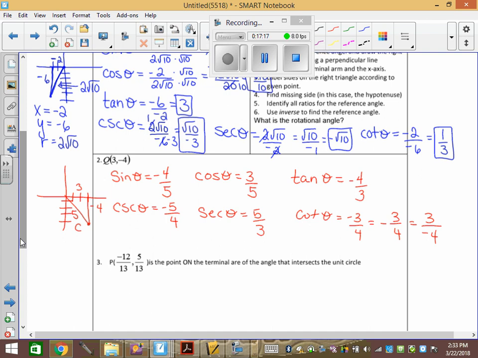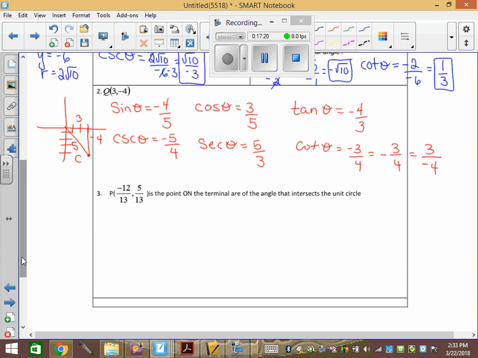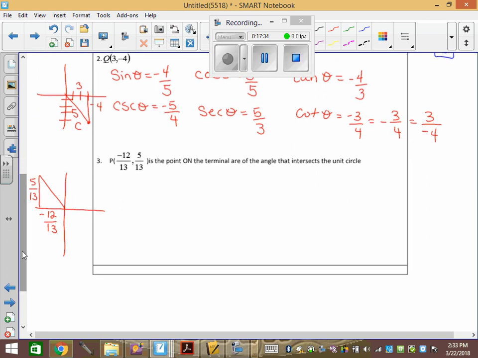Now, negative 12 over 13 and 5 over 13. If we do Pythagorean theorem to get our r, we know we have a negative x and a positive y, so we know we're over here. We know it's negative 12 over 13 for x, and we know it's 5 over 13 for y. So it's going to be r squared equals 5 over 13 squared plus negative 12 over 13 squared. R squared equals 25 over 169 plus 144 over 169, which is 169 over 169, which is 1. The square root is plus or minus, but because it's a radius, it's positive.